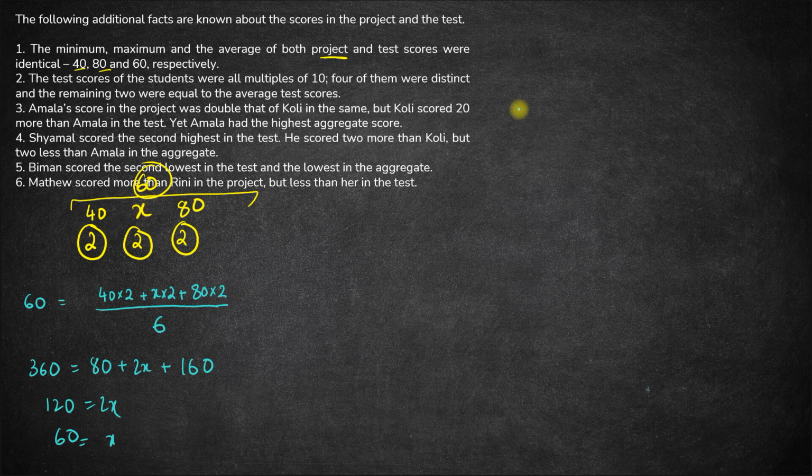So in the project the marks are 40, 60 and 80. There are 3 teams. So a team will get 40 marks each, a team will get 60 marks each and a team will get 80 marks each.